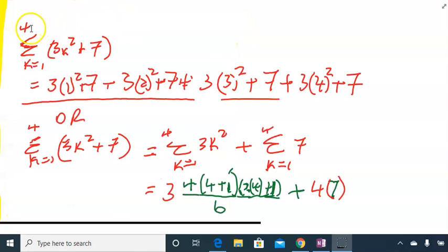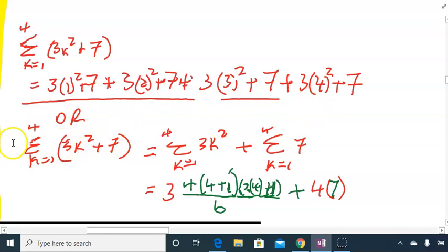But suppose we wanted to expand this summation notation. Summation k equals 1 to 4 of 3k squared plus 7. So writing out each of these terms, begin with k equal 1. We will plug in 1 for k, then 2 for k, then 3 for k, and then 4 for k. So that will be equal to 3 times 1 squared plus 7 plus, because we're summing, we use a plus sign, 3 times 2 squared plus 7 plus 3 times 3 squared plus 7 plus 3 times 4 squared plus 7. That's the way to expand it.